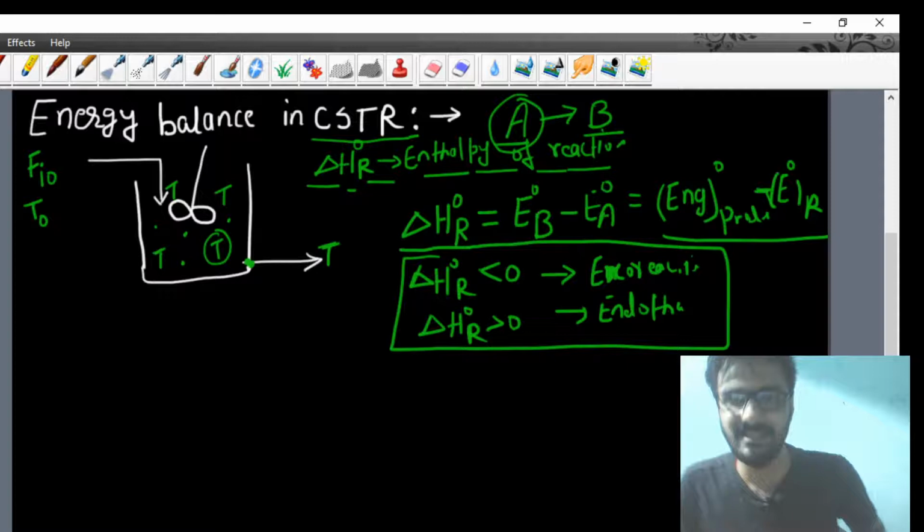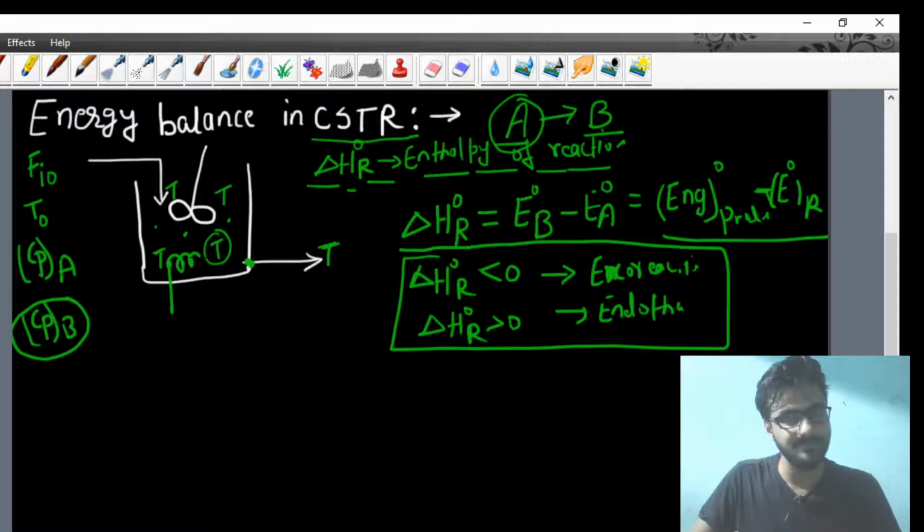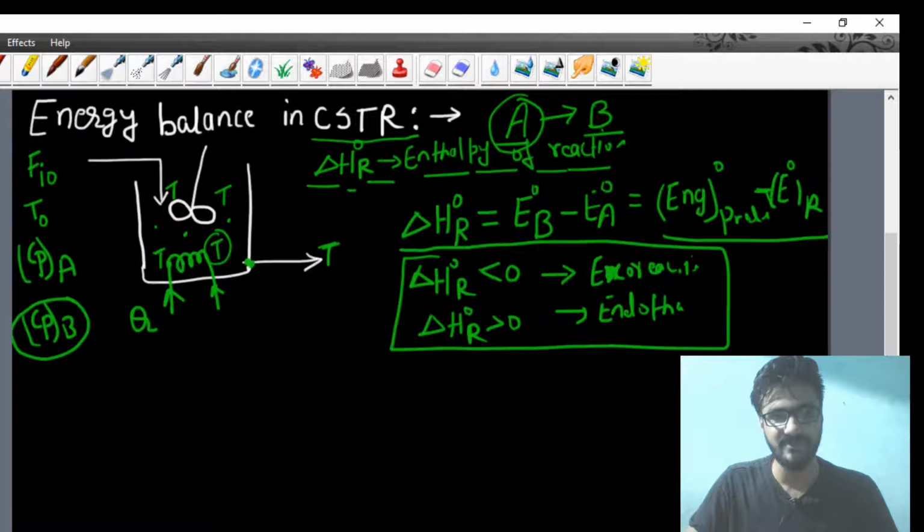If there is a steam jacket from which you are supplying Q, like heat you are supplying, this is not an adiabatic process. That's why you are supplying heat for the reaction to take place. Means if the reaction is taking place at a particular temperature, then you need to supply that much amount of energy to attain that particular temperature. Now try to understand how the energy balance works. So apply the energy balance here, that's a major important thing.